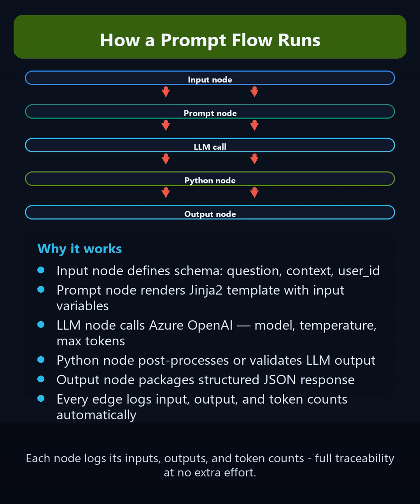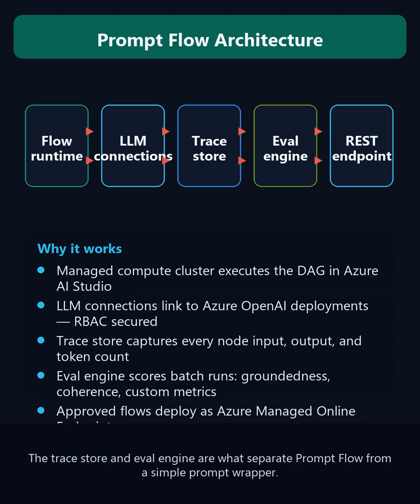Under the hood, Prompt Flow runs on a managed compute cluster inside Azure AI Studio. The Flow runtime executes your DAG, calling LLM connections and tools. A built-in tracing store captures every node's inputs, outputs, and token counts. The evaluation engine scores your flow against a ground truth dataset. Approved flows deploy as Azure managed online endpoints, standard REST APIs.